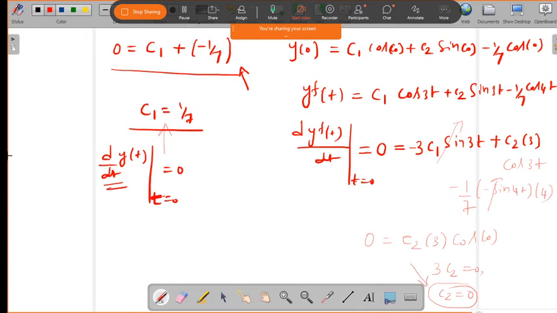So now you put the complete final solution of the forced response, which is nothing but C1 is 1 by 7 into cos 3t, plus C2 as 0, and minus 1 by 7 into the particular solution, that is cos 4t. So this is the equation, the final forced response.